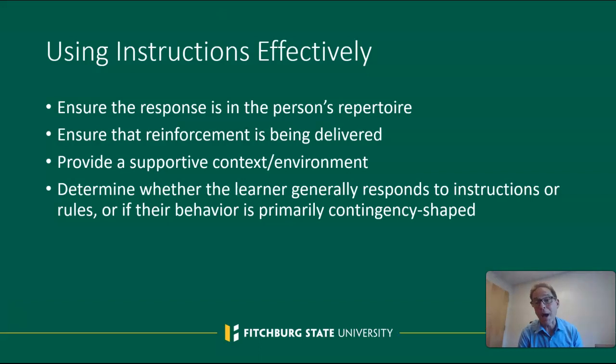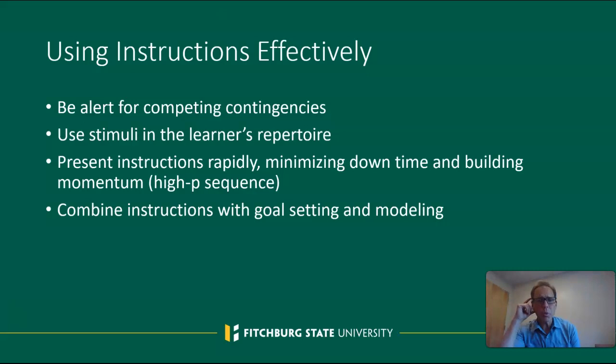We can think about responding to instructions or rules as being a class of behavior unto itself. And if there's no learning history of a learner being reinforced for following through with instructions, that behavior may not be likely to occur. If we've got a learner who primarily is responding only to direct contingencies, we may have some work to do before we can expect instructions to be an effective mechanism of changing behavior. We also want to be alert for competing contingencies.